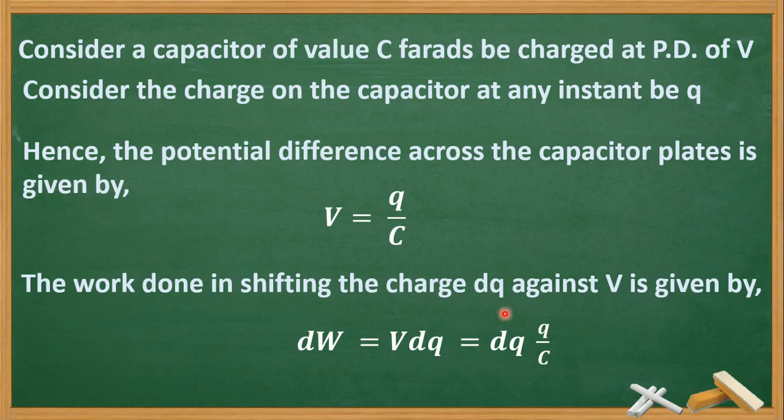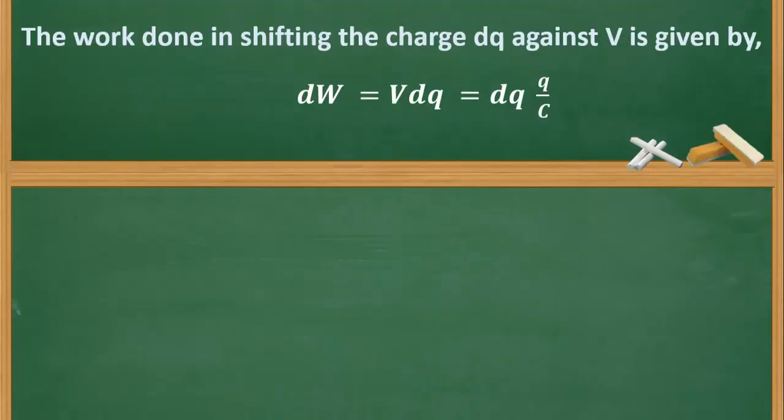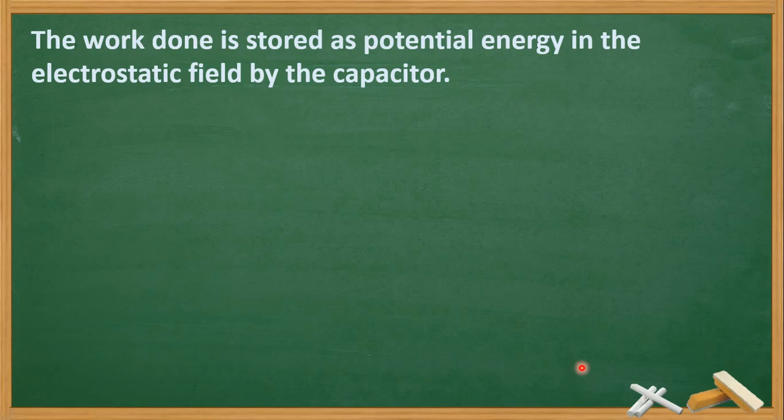So this is all about the small charge dq. But we are considering the full charging of the capacitor. Then the work done is stored as potential energy in the electrostatic field by the capacitor. It means that when the capacitor is fully charged, the work done in shifting the whole charge is stored as potential energy in the electrostatic field by the capacitor. This whole work done is actually the electrostatic potential energy.